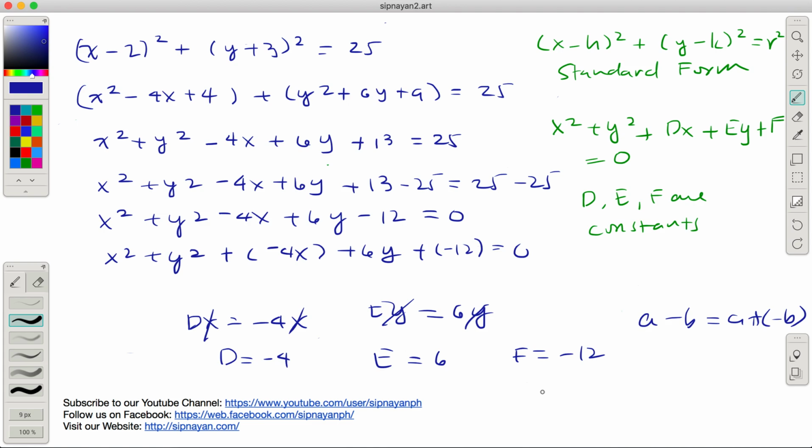Okay, so thank you sa pagpanood nyo dito sa video. Dito sa video natutunan natin yung standard form ng equation ng circle at saka yung tatawag natin na general form. Okay, so we will both use these equations sa pagsagot natin sa mga problems on circles.